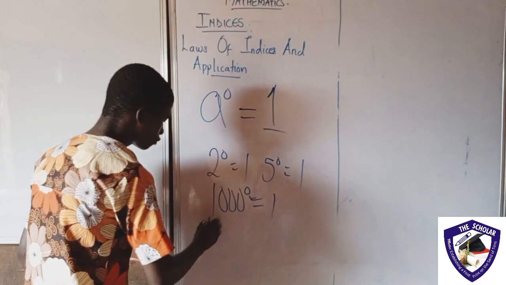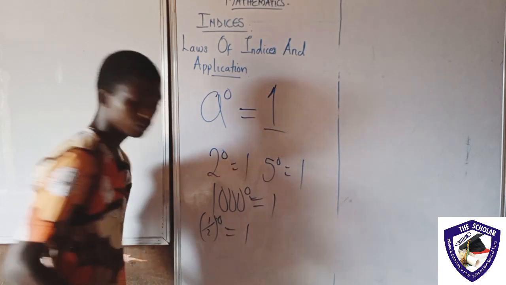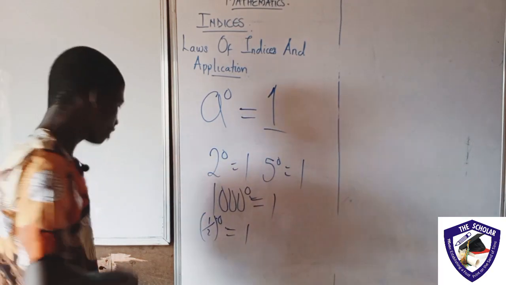Even fractions, when you have (1 over 2) raised to the power 0, it equals 1. That is what the law is telling us. Now let us move to another law.